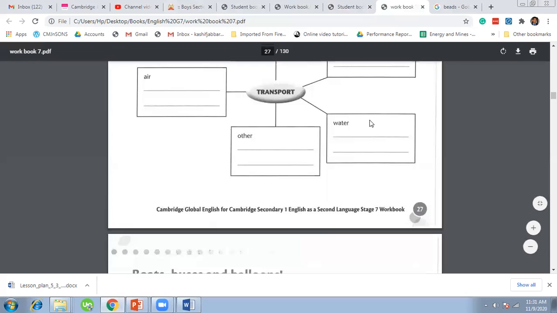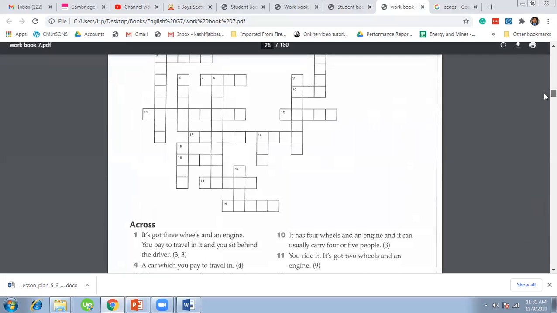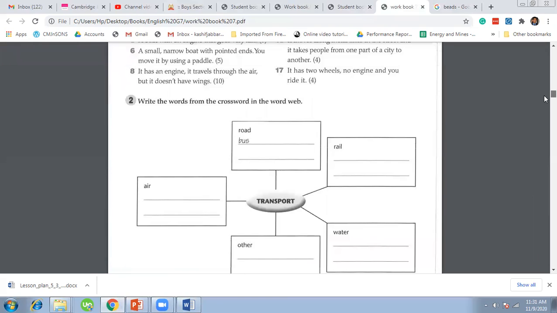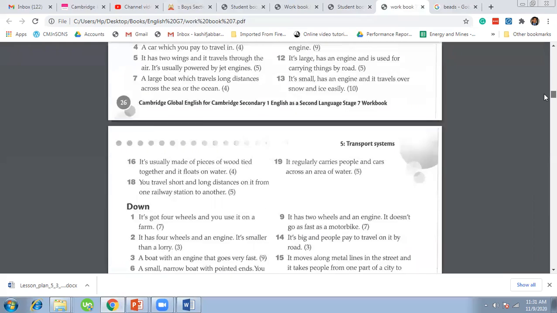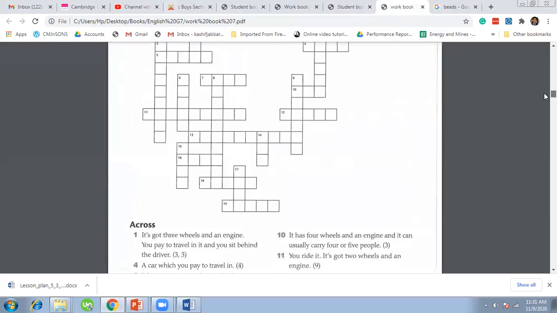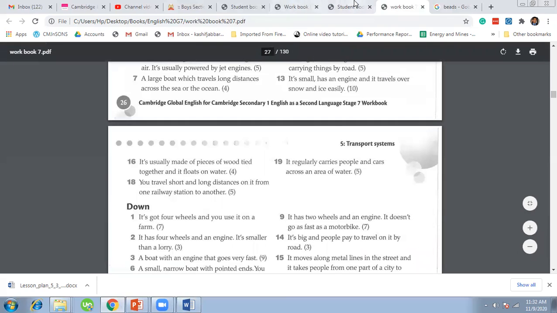The next thing you're going to do is about your homework. All right, so you're going to complete your homework, page number 26 and 27. 26 and 27. That's it.